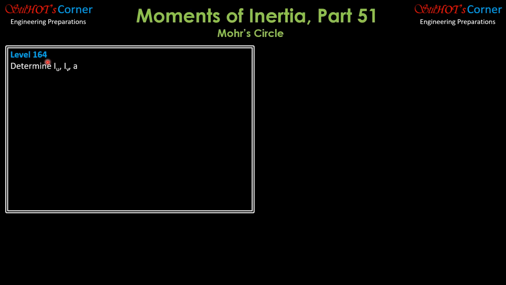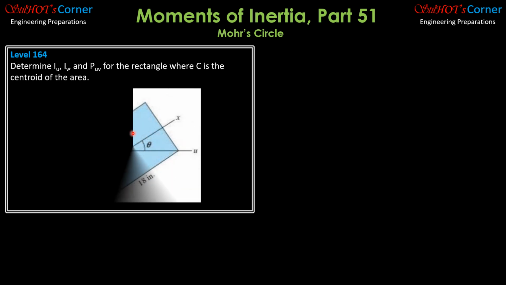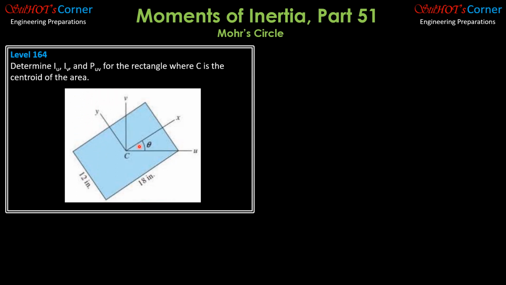Problem 164: determine I sub u, I sub v, and the product of inertia P sub uv for the rectangle, where C is the centroid of the area. So here's the given figure. Take note that it is a rectangle, although it is inclined with respect to the xy axes, which are the axes of symmetry. Then we can compute Ix and Iy. These are centroidal axes, x and y.